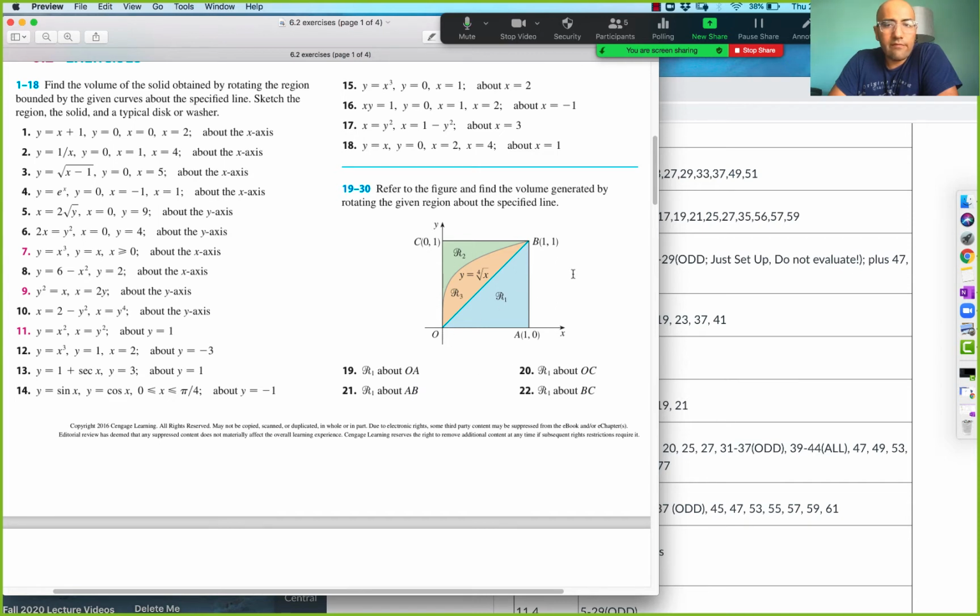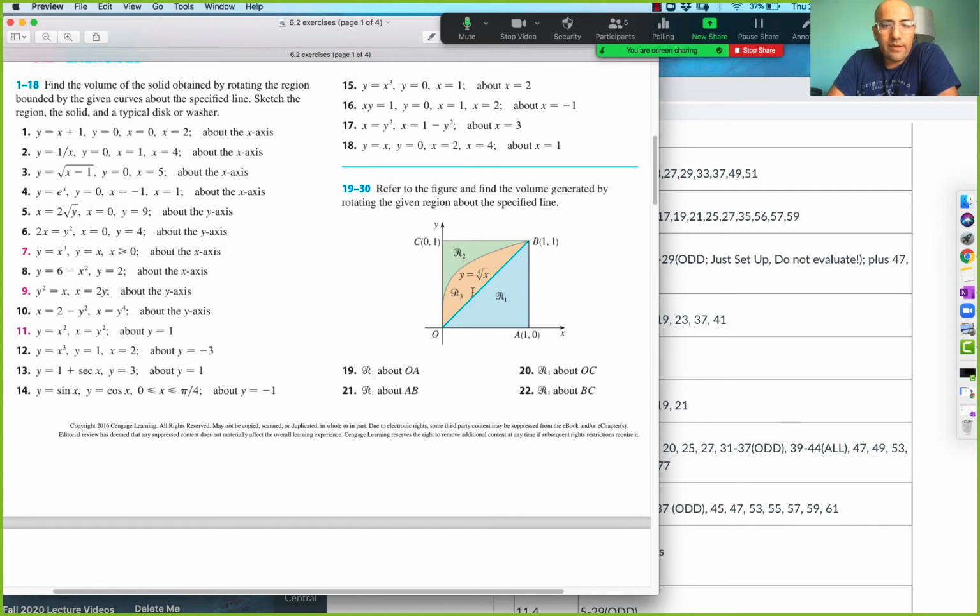Refer to the figure and find the volume generated by rotating the given region about the specified line. Region 1. Okay, so the blue part rotated about the line segment OA, which would be this. If we rotate it, we would end up with a cone, a perfectly pointy cone that comes right up to this little tip. It'll have a big base over here as we rotate it about the line OA, which is the x-axis. Good.